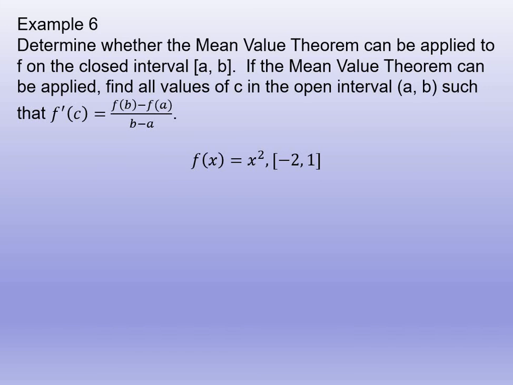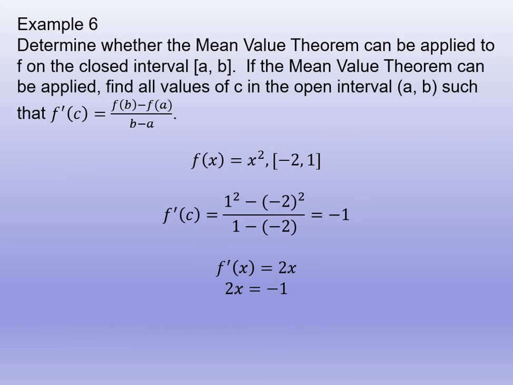So we have to find f of b and f of a, and then apply f of b minus f of a all over b minus a. Here a is equal to negative 2, b is equal to 1. When we substitute everything in, we get 1 squared minus the quantity negative 2 squared, divided by 1 minus negative 2, which yields negative 1. Now we're able to take the derivative. F of x was x squared, so f prime of x is 2x. Now we set 2x equal to negative 1, so x is going to be negative 1/2.